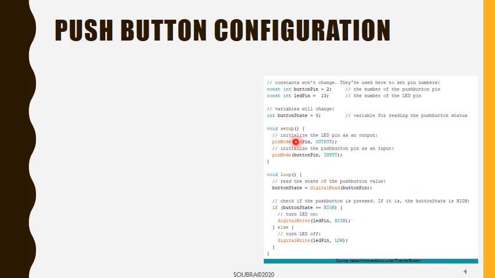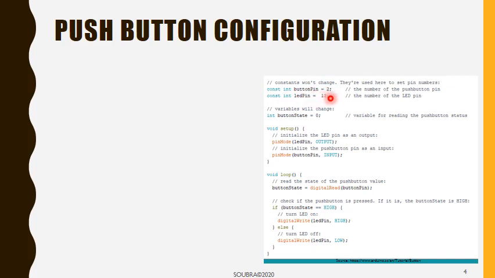Alright, so back to our example here, we have two functions: the setup and the loop. The setup is essential in order to prep things before executing the loop. Let's see this example. Here we're defining two constants. One of them is an integer called the button pin, and you can notice we're assigning the number 2 to it. The second constant that we're defining, which is an int as well, we're assigning the number 13.